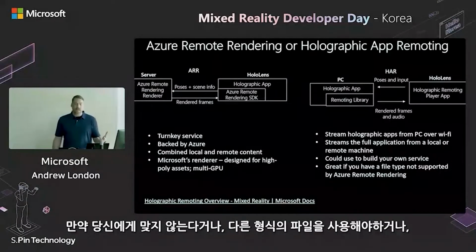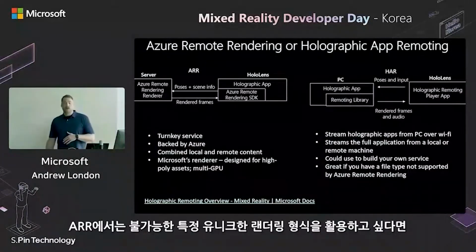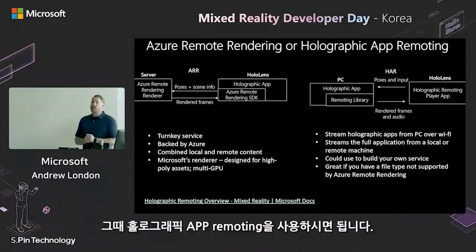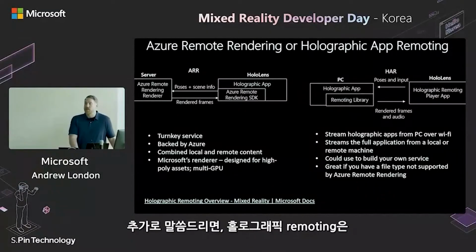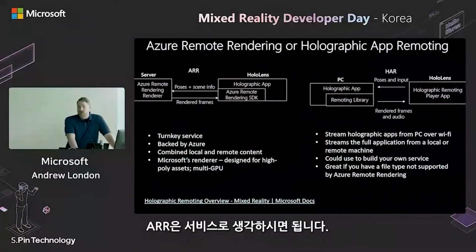If you find a reason it doesn't work for you, if maybe you need a different file type that's supported, or you want to leverage some unique rendering features that aren't in remote rendering, then that would be an opportunity to use holographic app remoting. Another thing to mention is holographic app remoting is a library to build your own applications with, where Azure Remote Rendering is a service, right?